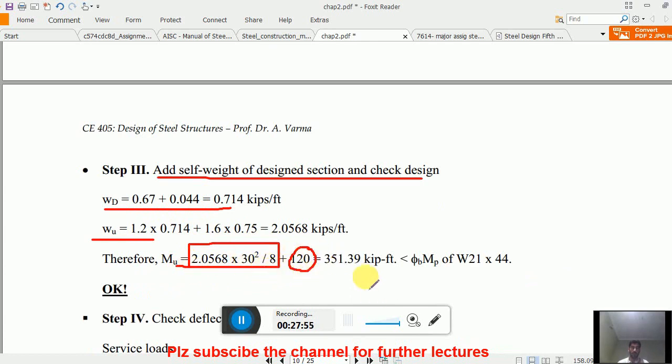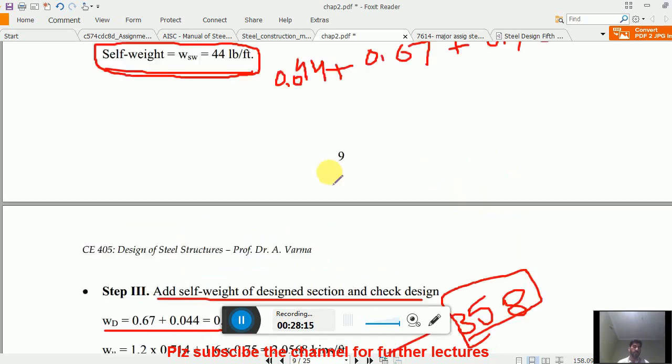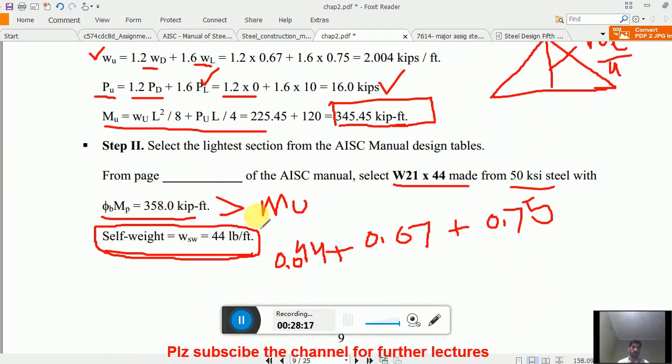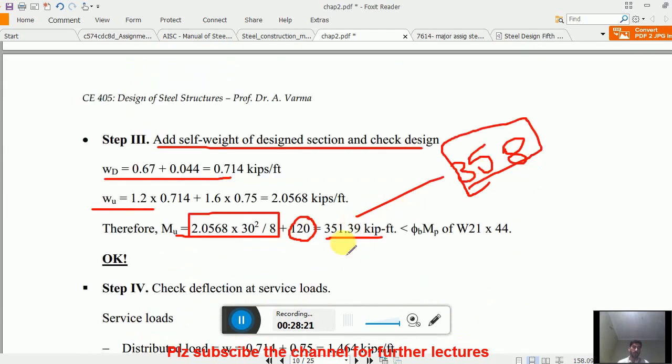Okay, so the capacity, you see it is less than phi b Mp. Okay, still okay, because we see our design capacity is 358. The section which can support a design capacity is 358, and you see here this one. And now the factored moment is still this one, so the factored moment is lower than that one, so that's why here we are on the safe side.